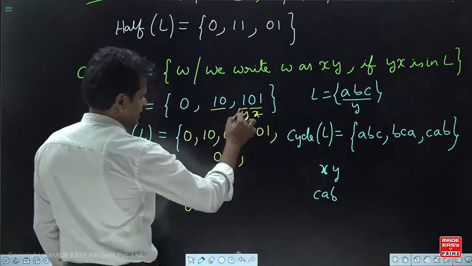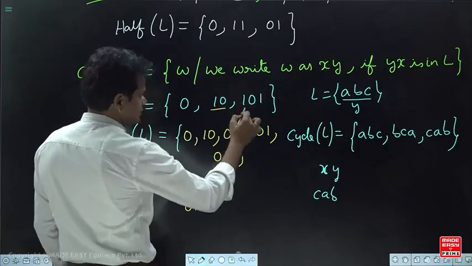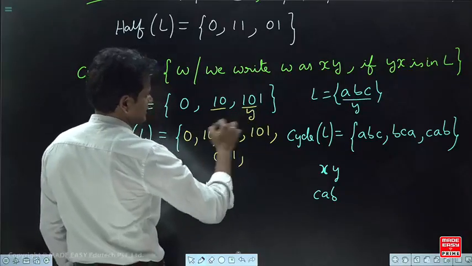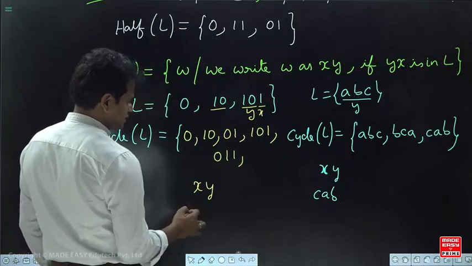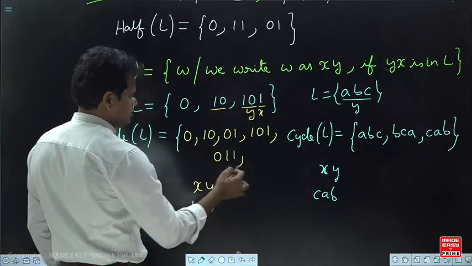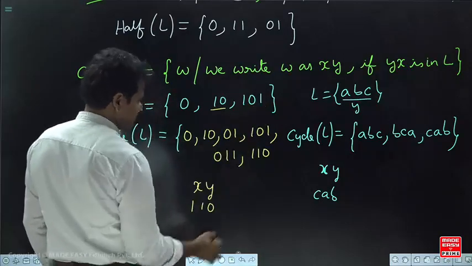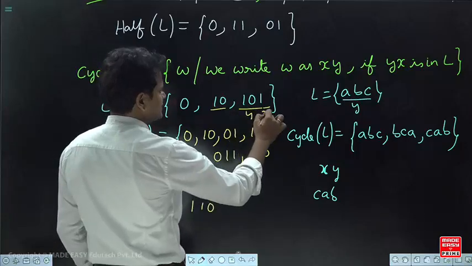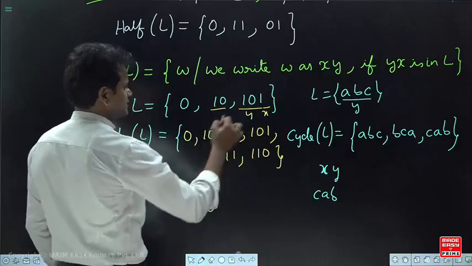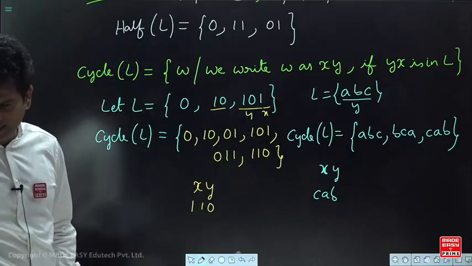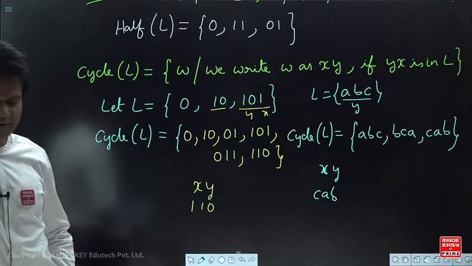Otherwise do one thing, guys. Take this as y and this as x. Then what is xy? X is 1. What is y? 1 0. So 1 1 0 will be there. Next, if I take this whole as y, then x is epsilon, and 101 is 101, already there. So this is the cycle of L. So the strings are 0, 1 0, 0 1, 1 0 1, 0 1 1, 1 1 0.